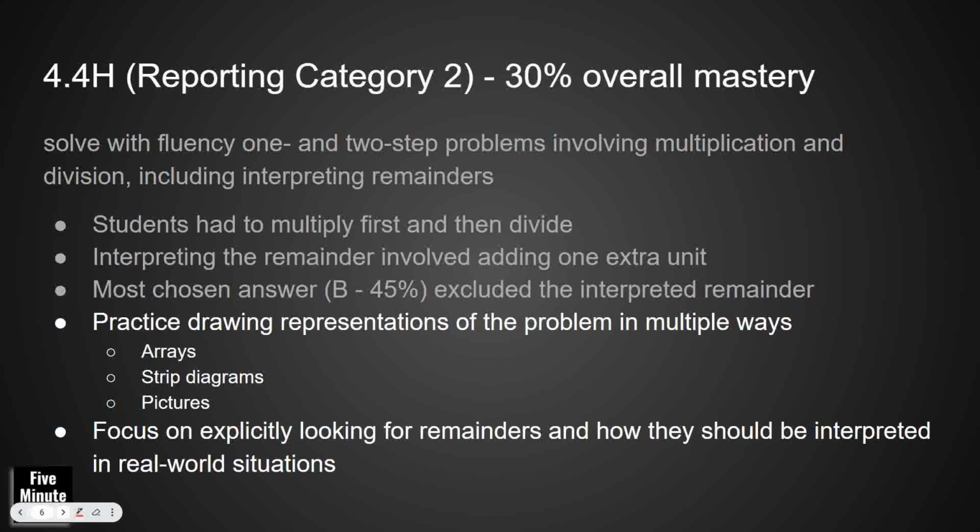First off, it's a difficulty set problem because you have to recognize, whether it be just by looking at the words or by drawing representations, strip diagrams, whatever, you have to multiply, then divide. Whenever you have to do two different operations, it always raises the difficulty level. And then we had to interpret the remainder. What does that mean, that we don't have enough? And the most chosen answer excluded interpreting the remainder.